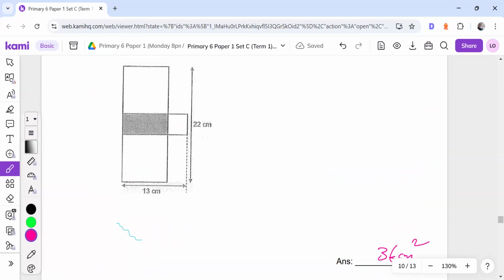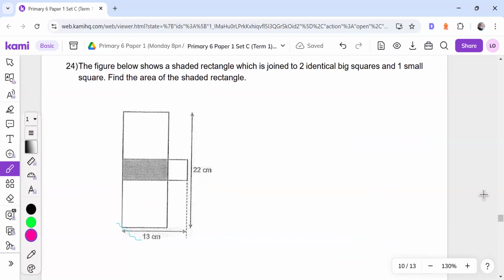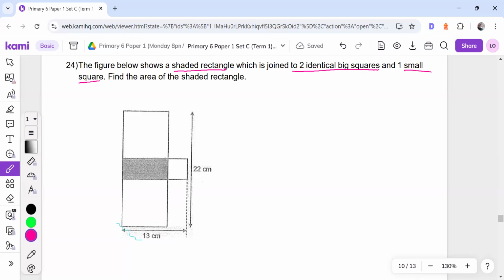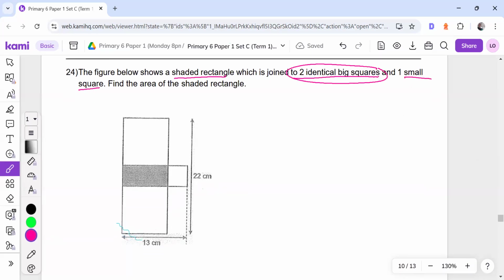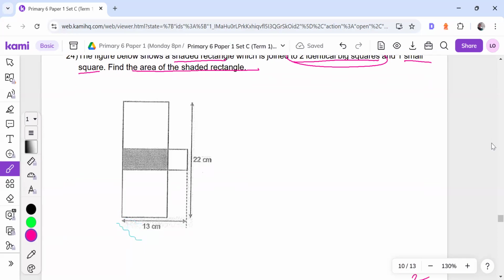Now this one is a bit not easy, but can be very easy if you see something. Shaded rectangle, join to 2 big squares and 1 small square. Take note of the word identical, means they are the same. And what's the area of the shaded rectangle? Oh, okay, how to find? This one is a little hard lah. Do you see this side and this side? Add together how many? 13. The pink and the green is 13, right?